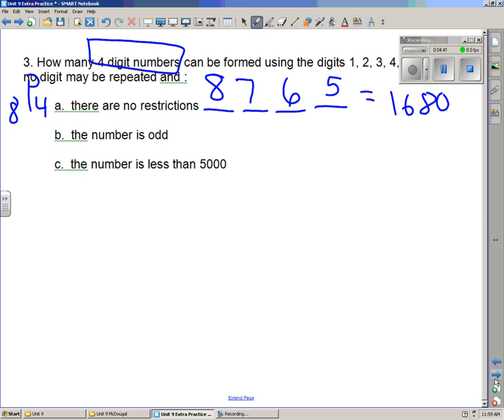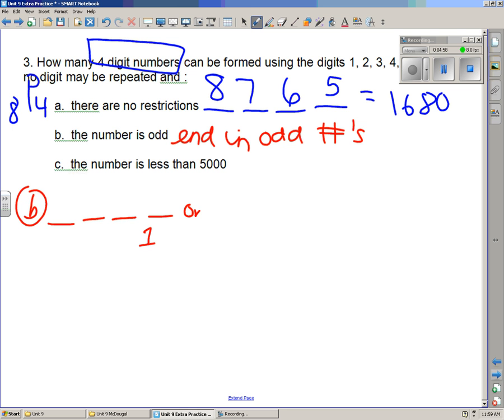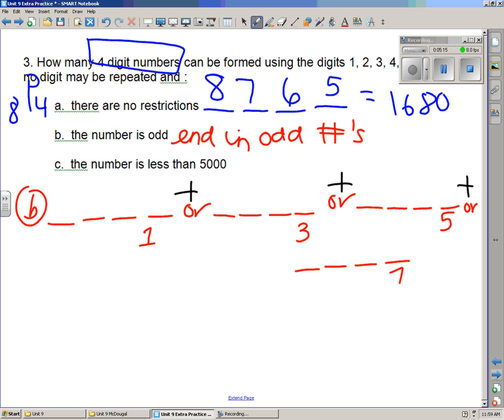For B, if your number is odd, it must end in an odd digit. I'm going to put B down here. I still have 4 digits in my number, but I can end in a 1, or a 3, or a 5, or a 7. Don't forget, all these ors mean I'm going to have to add together all of these pieces.